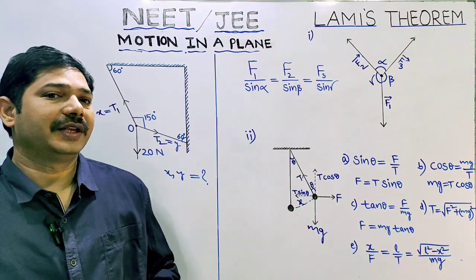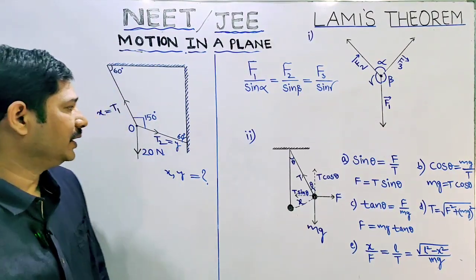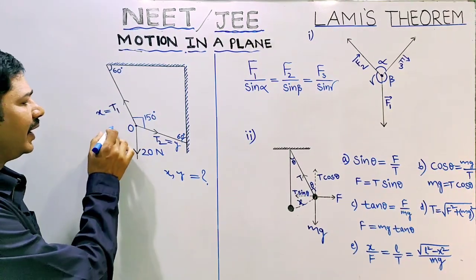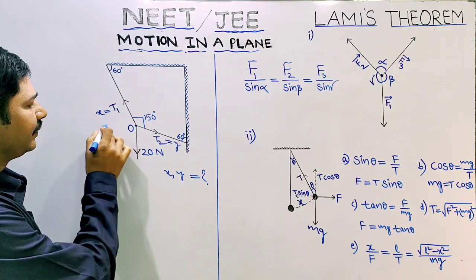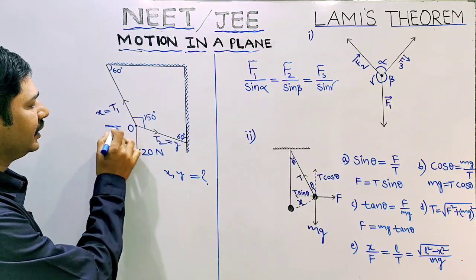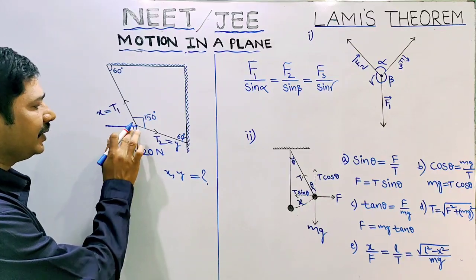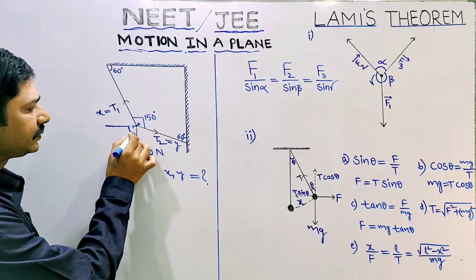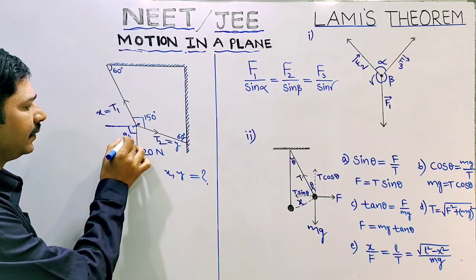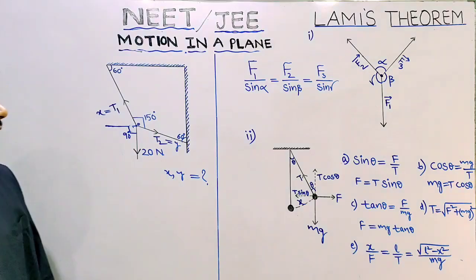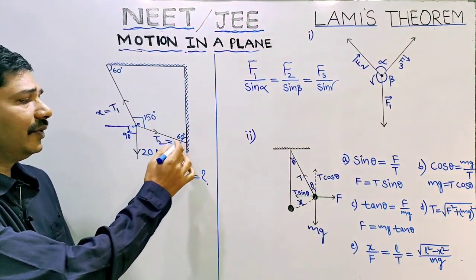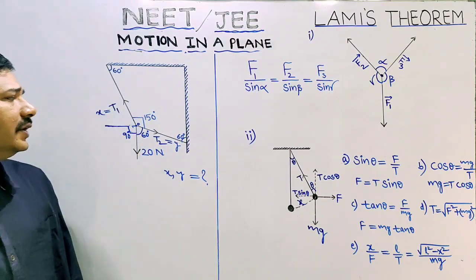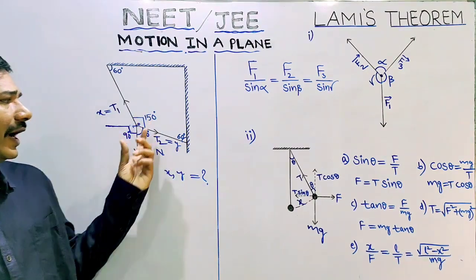The angle between the strings we have to calculate. How? Listen here. 150 degrees is already given. So I'll take one horizontal line here, and mark this point O. This angle is how much? 90 degrees. This angle is how much? 90 degrees. So this angle is 60, and this one also is 60 degrees only.